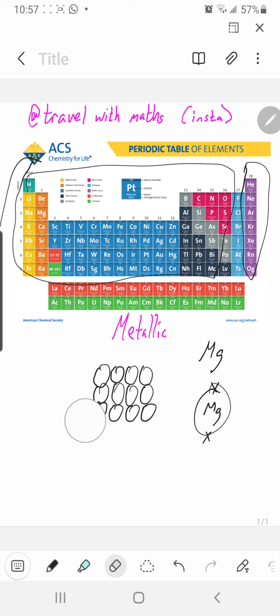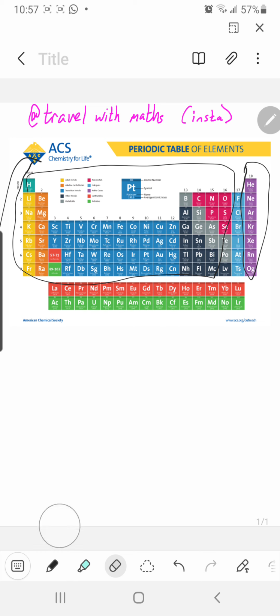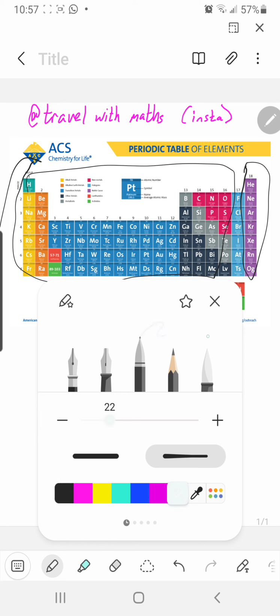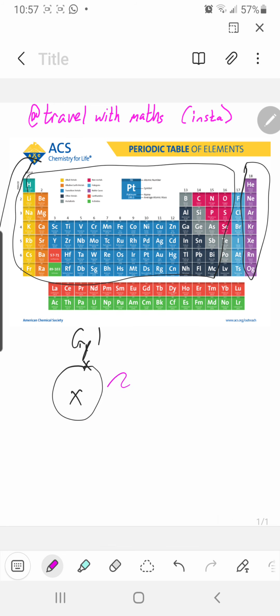I need to erase this so that we can go through that. For example, group 1 elements, let's label them X, only have 1 electron in their outer shell. To become full, they need to have 8. Now just think about it: is it easier for them to gain 7, or lose that 1? Obviously it will be easier for them to lose 1, because if they lose 1, underneath they have a full outer shell, and they will be stable then.